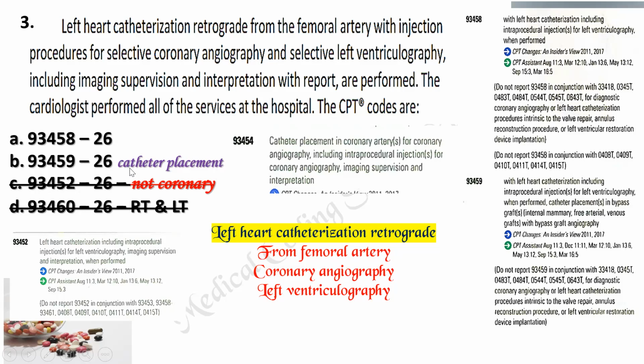And 93459 and 93458 involve catheter placement and left heart catheterization including intraprocedural injection. But it is not only catheter placement, but where it is placed: in a bypass graft, for example internal mammary, free arterial, venous graft. But a bypass graft angiography term is not in our question. It is angiography, so the more apt answer is 93458. So answer is A.